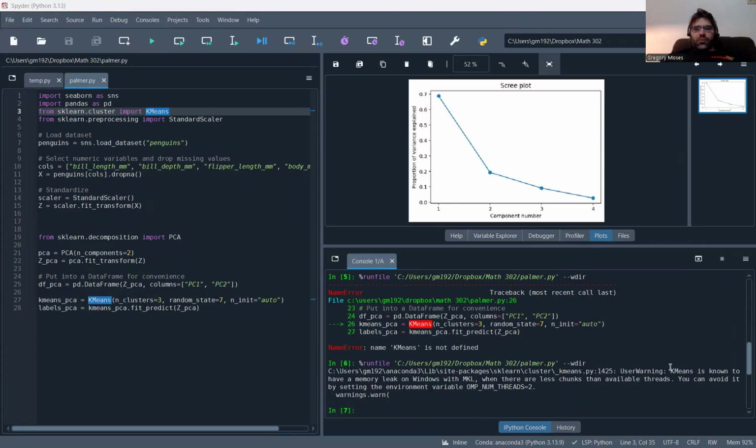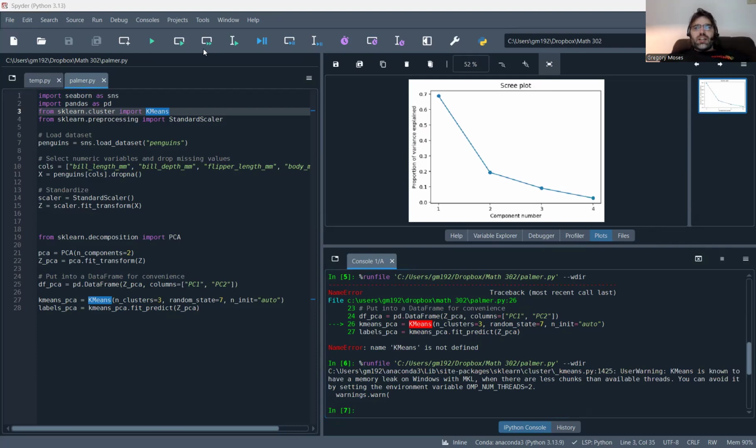This sounds kind of scary. You're going to get this error. You can ignore it. So, well, we've performed our clustering. I guess we'd better take a look at it.